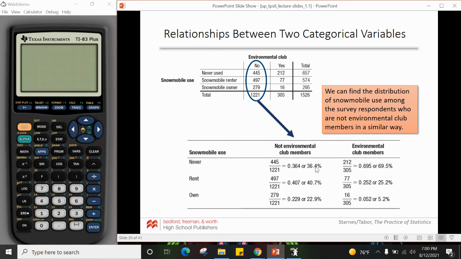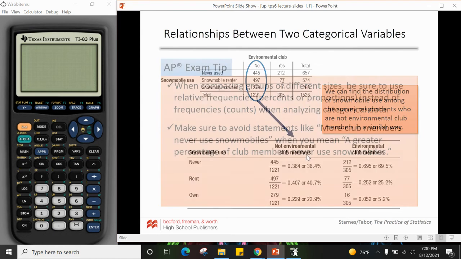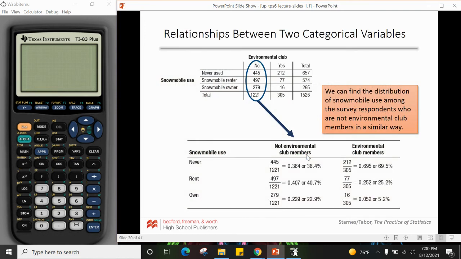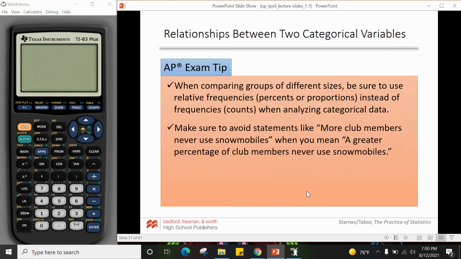You can find the distribution of snowmobile use among the survey respondents who are not environmental club members in a similar way. So exactly what we just did, in this category. So just another way to describe this data. These are all the conditional relative frequencies here. Just another way to describe the data.